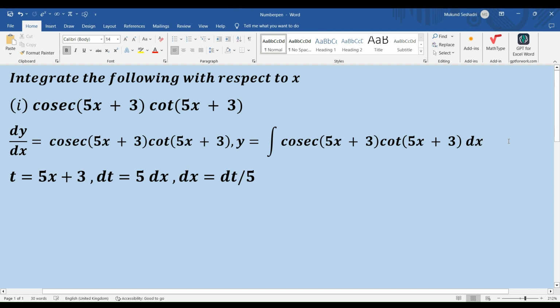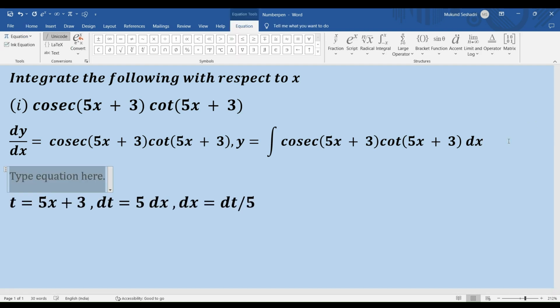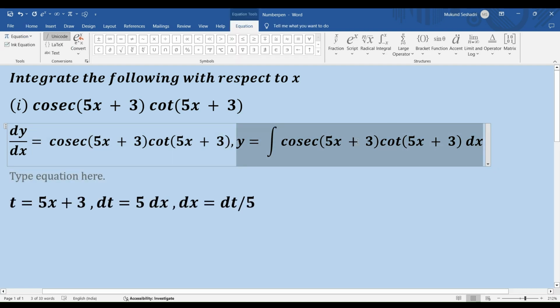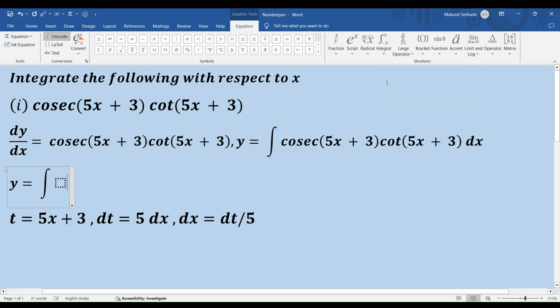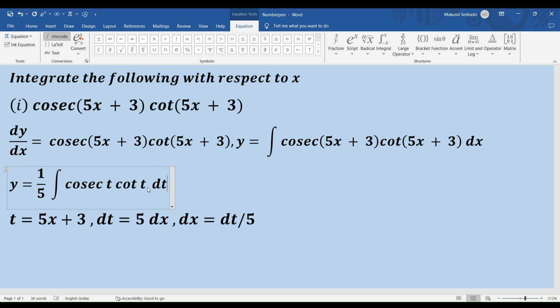Now I go back to my y expression. I write my y in terms of t, right? And when I do that, I know that my 5x plus 3 is t because of the substitution I made just now. So I get cosecant of t into cot of t times my dx becomes dt by 5, right? So what's that equal to? I pull out my 1 by 5 and I've got integral of cosecant t cot t dt.